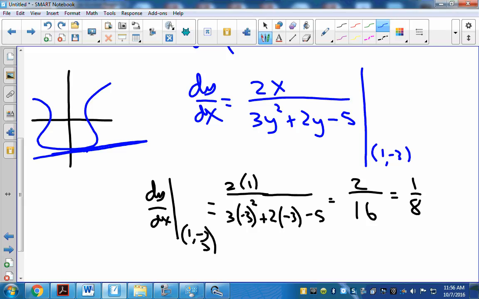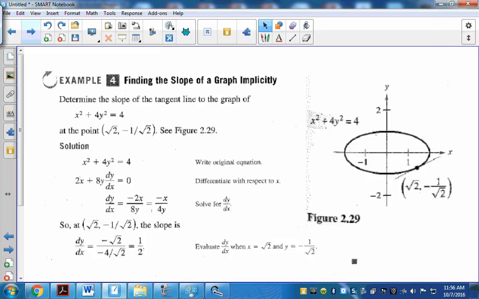Okay, I want to skip example 3. Now let's go to example 4. Find the slope of the graph. So once again, we have a figure. The figure is given in the left-hand margin. I've reproduced it over here. It's an ellipse. And we have a point that's given on the ellipse that has these coordinates.